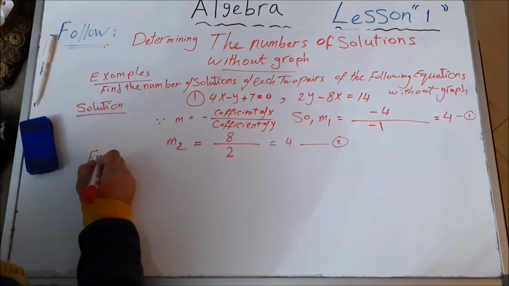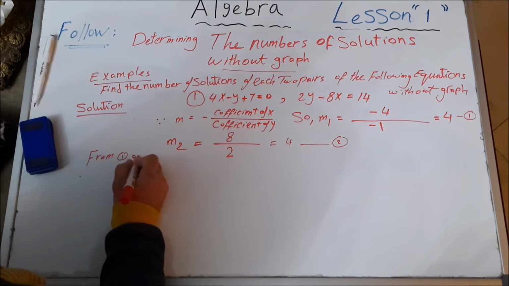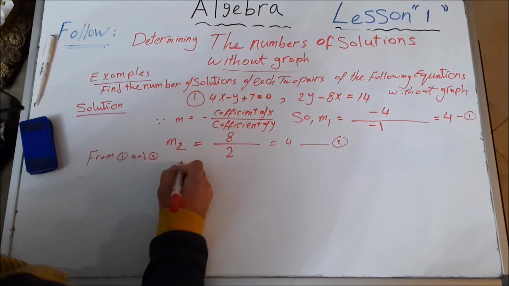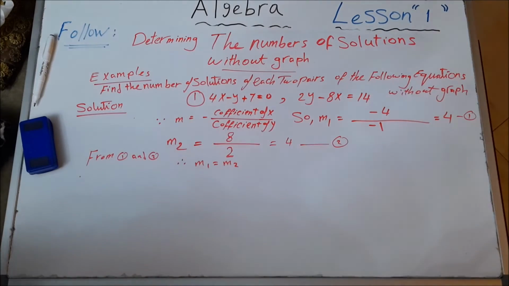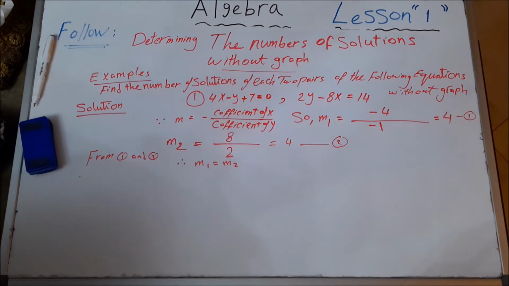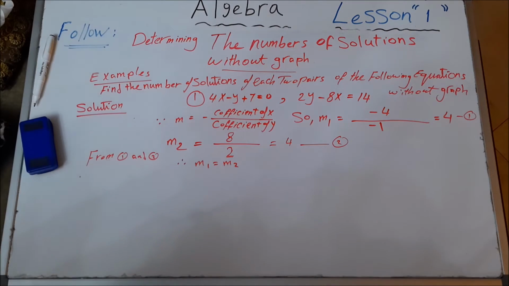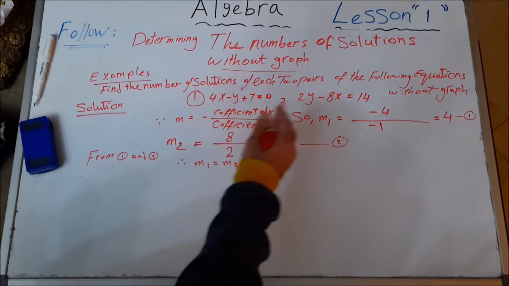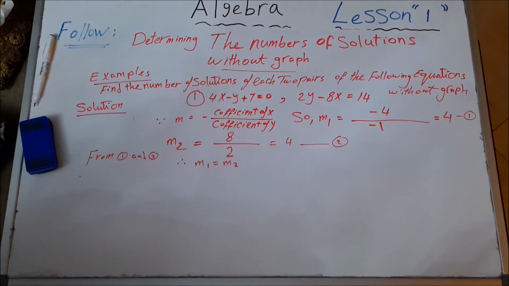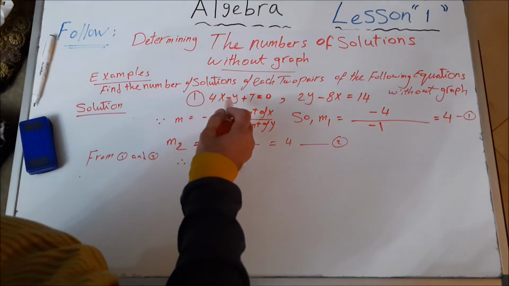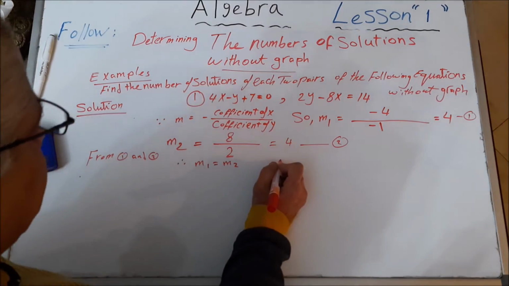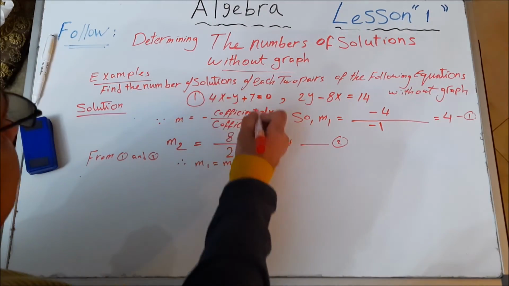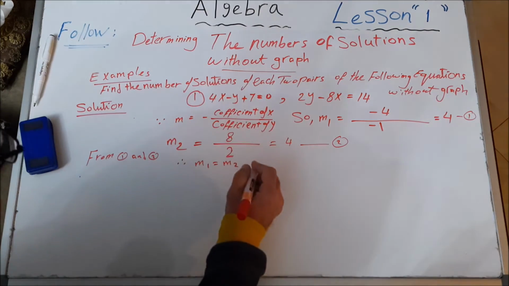Now from 1 and 2, so m1 equal m2. What we can do in this case? Number 1, find the points of intersection of two straight lines with the y-axis, and this can be done by putting in each equation x equals 0. So in the first equation put x equals 0 to find the point of intersection with the y-axis.